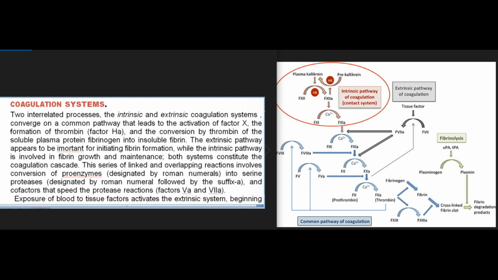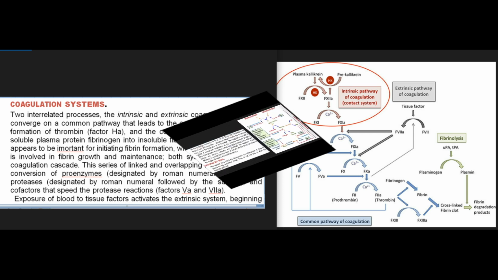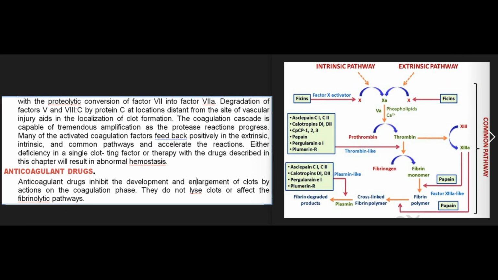This series of linked and overlapping reactions involves conversion of proenzymes, designated by Roman numerals, into serine proteases, designated by Roman numeral followed by the suffix a, and cofactors that speed the protease reactions, factors Va and VIIIa. Exposure of blood to tissue factors activates the extrinsic system, beginning with the proteolytic conversion of factor VII into factor VIIa. Degradation of factors V and VIII by protein C at locations distant from the site of vascular injury aids in the localization of clot formation.